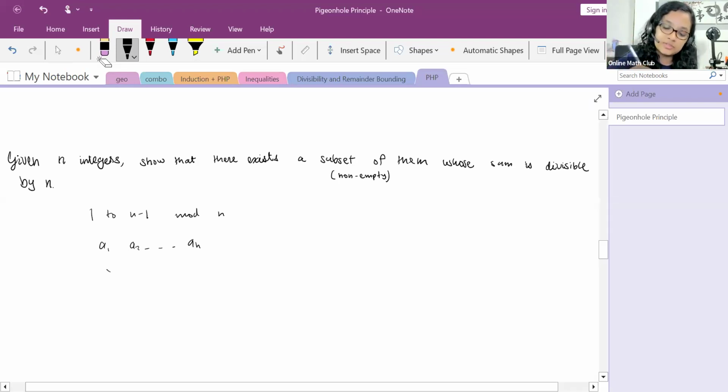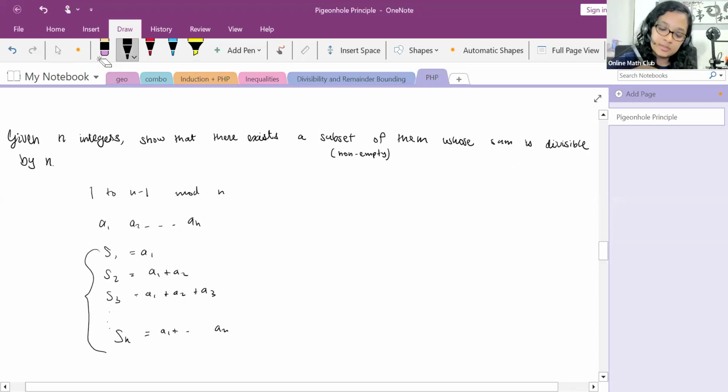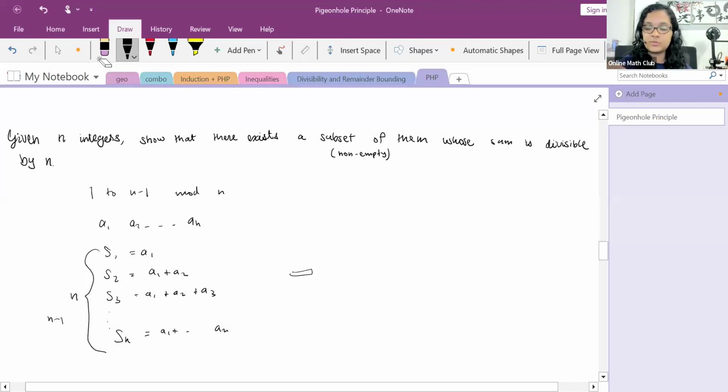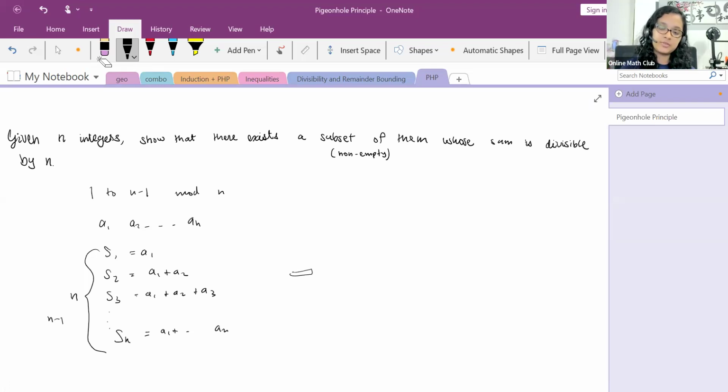So if you define the first sum as just A1, and then A1 plus A2, and so on, and Sn just becomes the sum of all of them. Then you have n sums here, but you only have n minus 1 possible nonzero residues mod n. So 2 sums will have the same residue modulo n. You can just subtract the smaller one from the bigger one, and then you'll get some terms which are divisible by n. Right. So I hope that makes sense to everyone, and I hope the motivation also is clear.